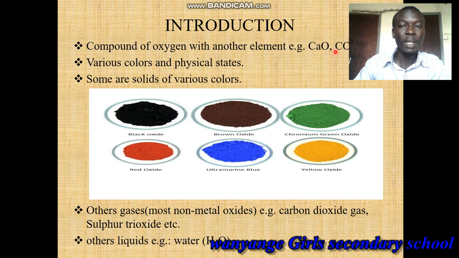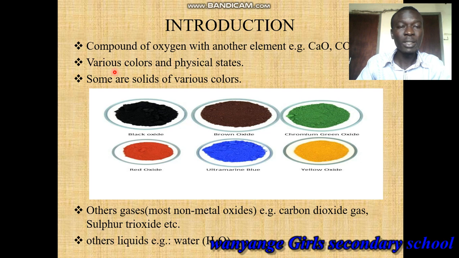Then we also have carbon monoxide. This has the elements carbon and oxygen, one oxygen atom. That's why we say monoxide. Then we have others, like magnesium oxide, which has magnesium and oxygen. All those are oxides having oxygen and another element. We already talked about oxides being of various colors. You have seen all those colors and various physical states.